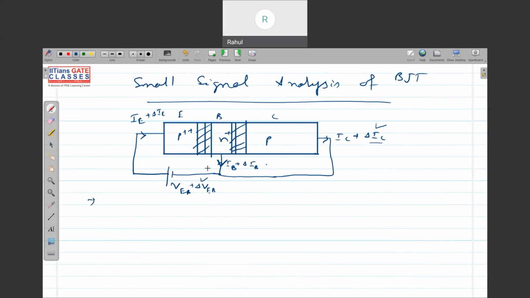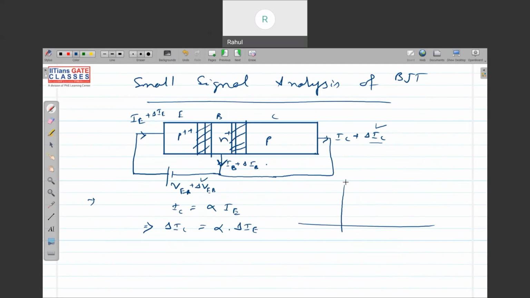For that, first thing is we know IC is equal to alpha into IE. So del IC should be alpha into del IE. Right? So the change in collector current is alpha times the change in emitter current. For that, we will first derive an expression for emitter current using the theory from the PN junction.